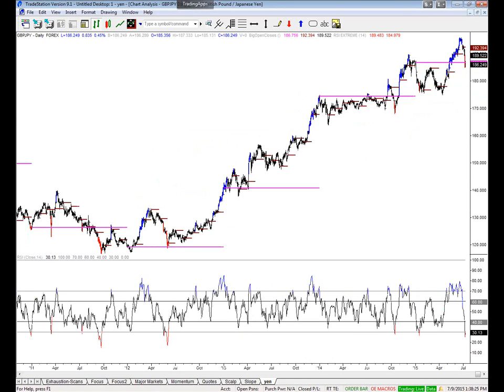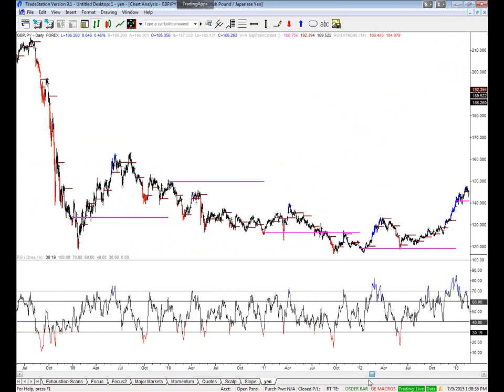Okay, here you go. So pound yen just dipped below 30. You see the red bar right there? Red bar right here, red bar right here. So going short now could be the worst possible timing, okay?